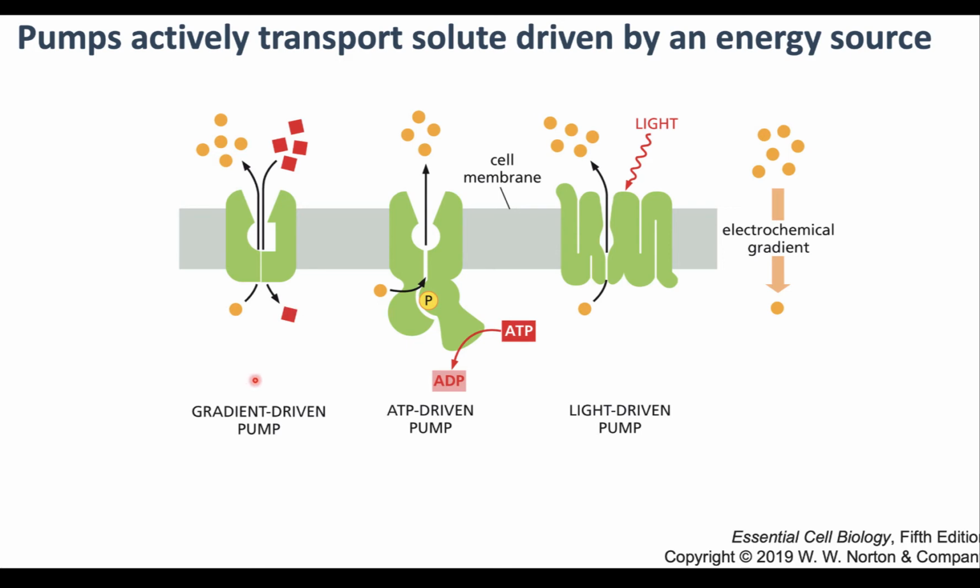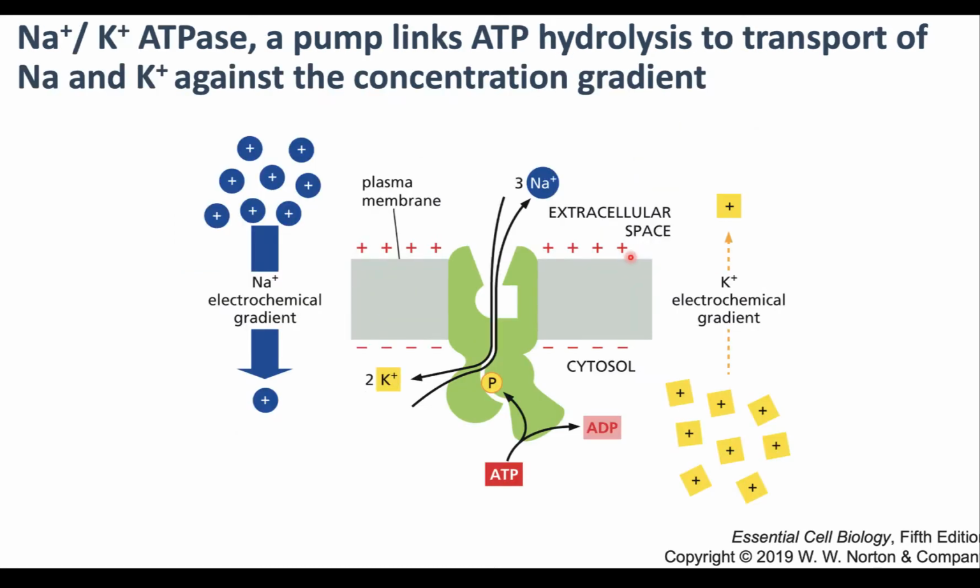A gradient-driven pump uses stored energy in a concentration gradient of one solute to fuel the transport of another solute against its gradient. A third energy source for active transport is light, although we will not be looking at a specific example here. In this slide, we see a very important sodium-potassium ATPase. It's a pump that creates the concentration gradients of sodium and potassium. You can see that we're going to move sodium out of the cell and potassium into the cell.